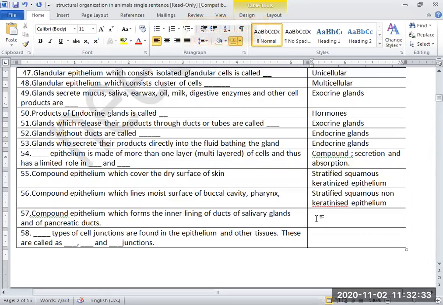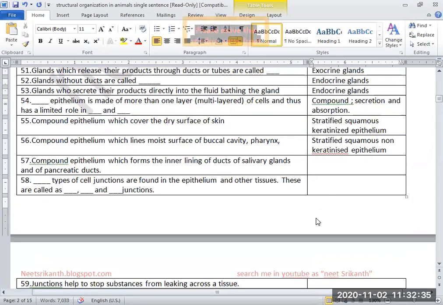Okay, next, question number 57. Compound epithelium which forms the inner lining of ducts of salivary glands and of pancreatic ducts. Stratified cuboidal epithelium. Very good.